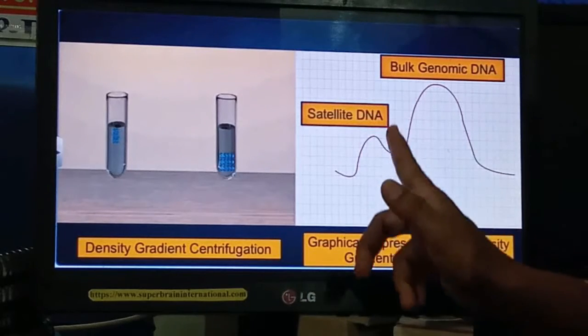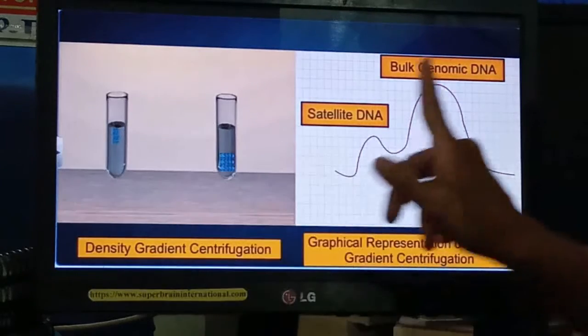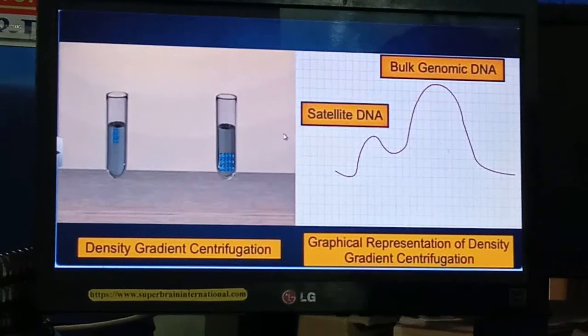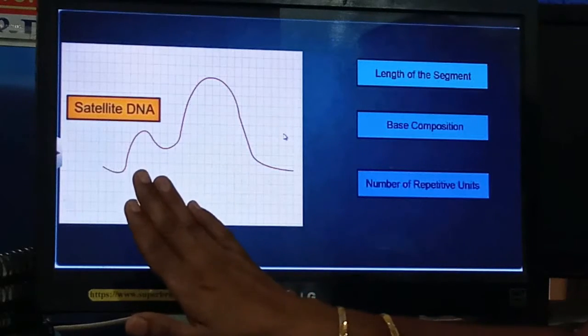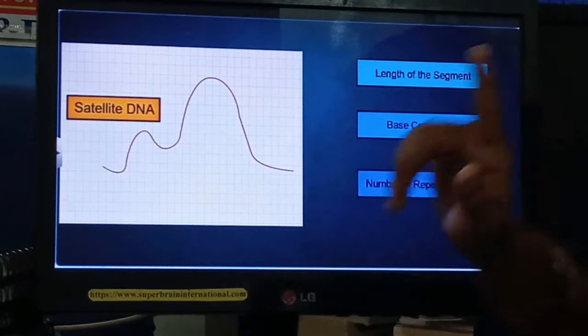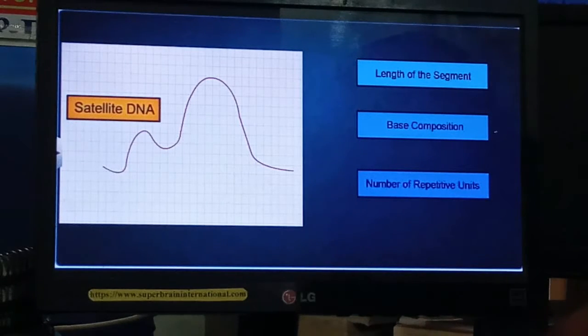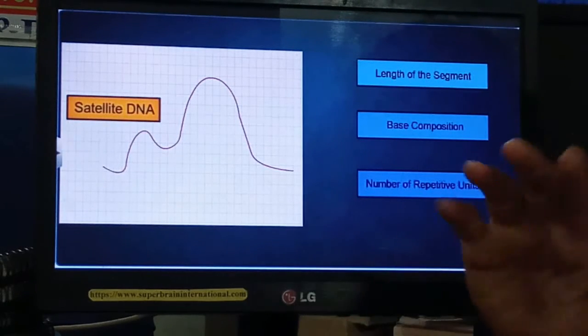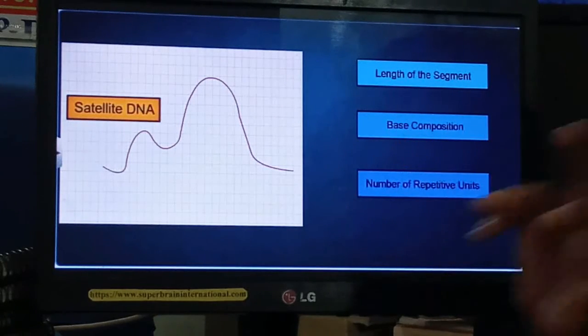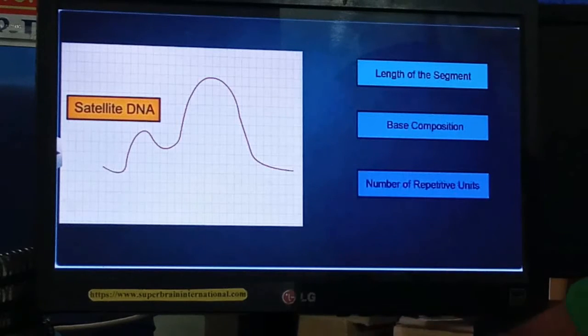So in this way the satellite DNA is separated from the bulk genomic DNA by density gradient centrifugation. Now in this satellite DNA there are differences in the length of the segments, maybe 70 nucleotide base pairs, or maybe 100 base pairs, or very small or more than that long, right? So based on the length of the segment, then the base composition, meaning an AT rich segment is there or a GC rich segment is there.